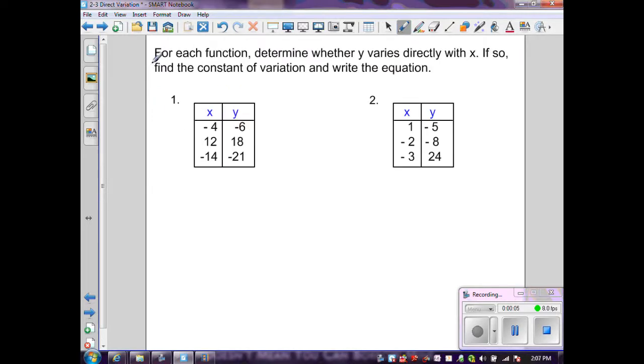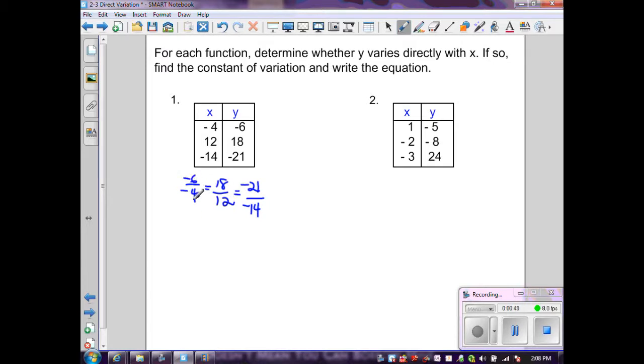In our first example, they want us to determine for each function whether y varies directly with x. If so, find the constant of variation and write that equation. So on step 1, we want to place the corresponding y's over their x's and determine if they are equal. So if we have -6 over -4, testing whether it's equal to 18 over 12, and again testing whether it is equal to -21 over -14. Then I just simplify each fraction to see if this is true.